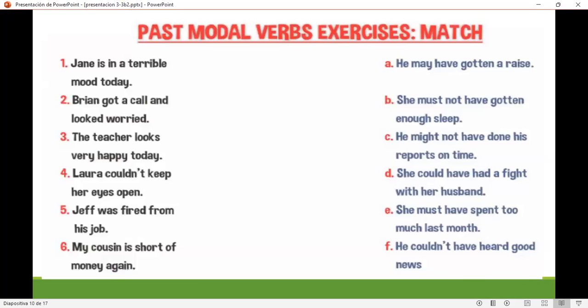Okay, now we are going to do some exercises using past modal verbs. So it says past modal verb exercise, and it says match. So we're going to match the left items with the right items. So let's start.